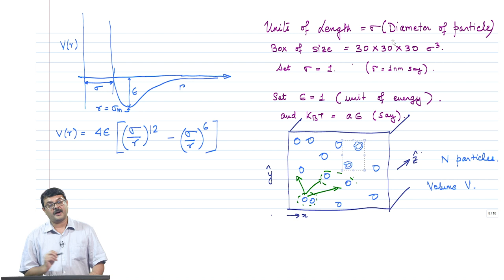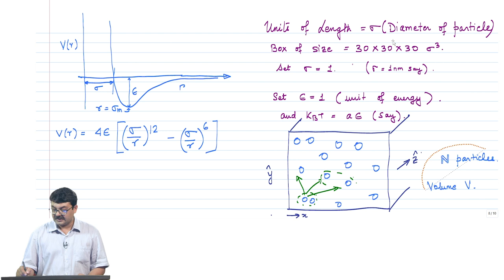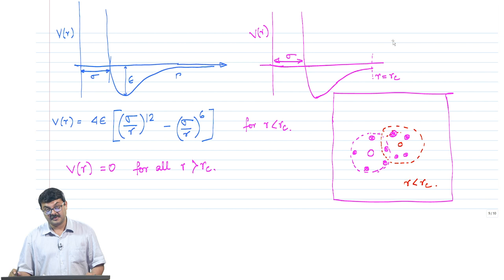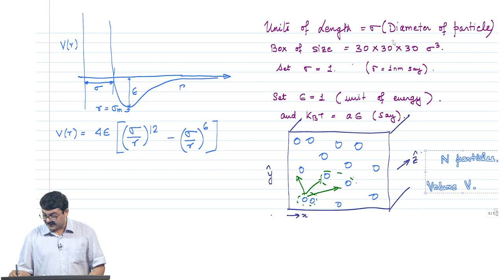So, for each particle, you have to calculate the potential and the force of interaction with all of the particles in the box. Similarly, if you have n particles, you have to calculate the force with n minus 1 particles and so on and so forth. It is basically an n square calculation. So, you have n particles in a box of volume V. As I told you, we will be studying the system in a canonical ensemble. Now, that is a bit of a problem. Why is it a problem? Because it is extremely expensive.